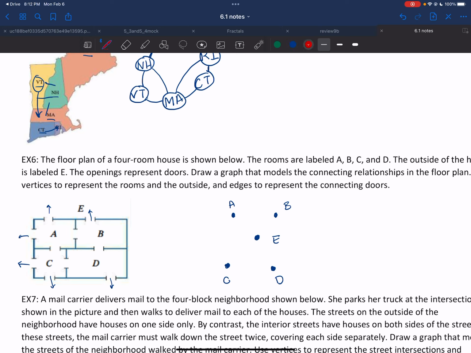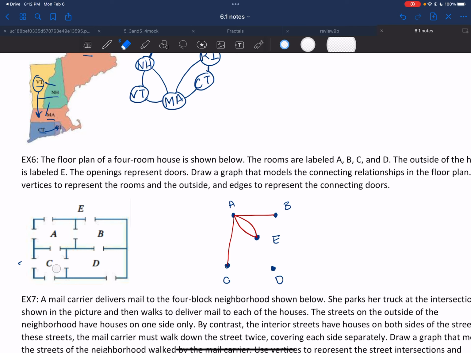All right, let's take a look at A. So A has several things going on. It's connected to room B. So we're going to have a connection right here. It's also connected to room C. So we're going to have a connection there. We also have there's one exit and there's 2 exits. So there's 2 ways to get to E. So A has 2 paths to get to E. So we have a loop there. Make sense?